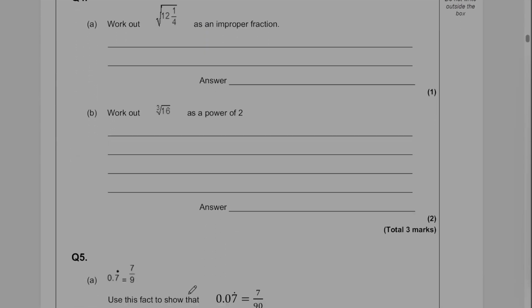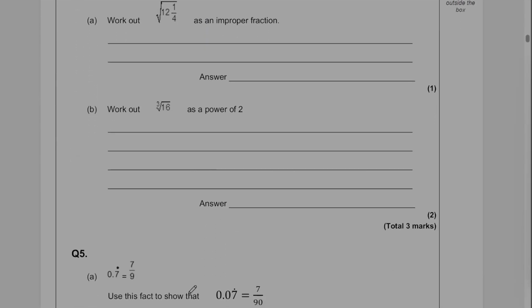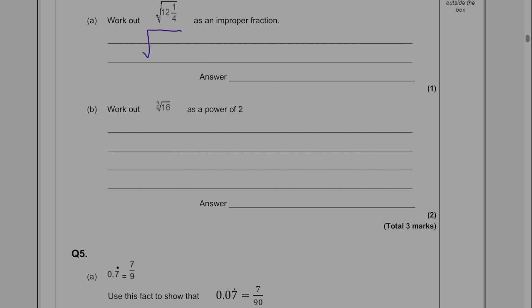Right, question 4. Work out the square root of 12 and a quarter as an improper fraction. So I'm going to convert this square root to an improper fraction first of all. So it's going to be the square root of 12 times by 4 is going to be 48, plus 1 would be 49 over 4. And then we can square root the top line and the bottom line. So that would just give us square root of 49 is 7 and the square root of 4 is 2. And we could argue plus or minus. I'm just going to go 7 over 2.